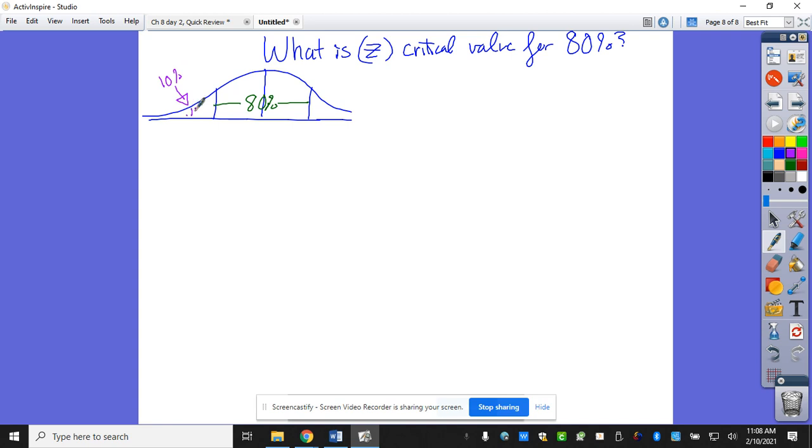I'm looking up 0.1000. And that gets you a z-value of what? Which makes this a 1.28. So we would say our critical value z is plus or minus 1.28. Does z mean critical value? z is a critical value, yes.